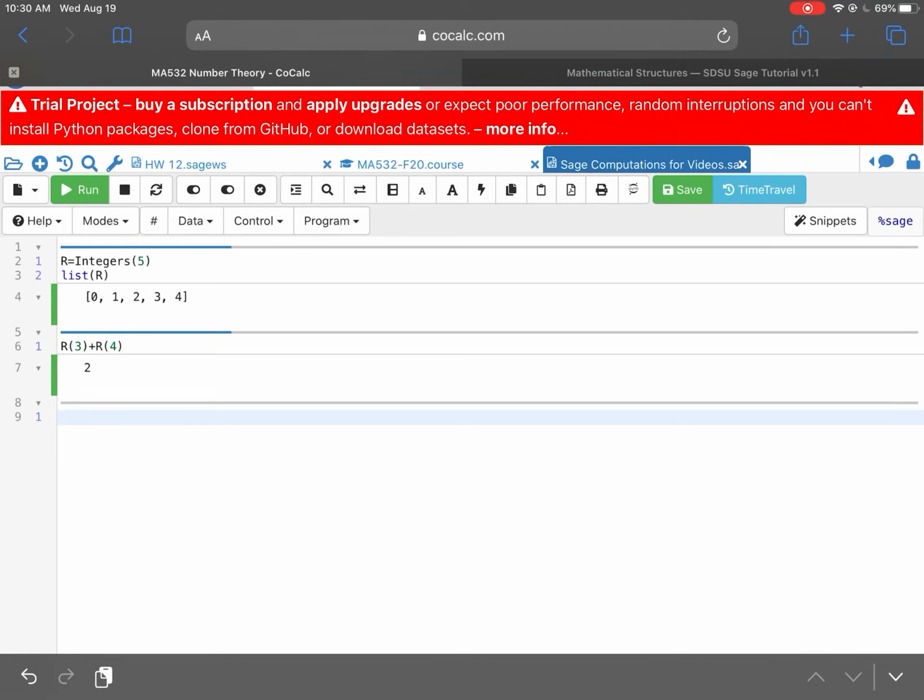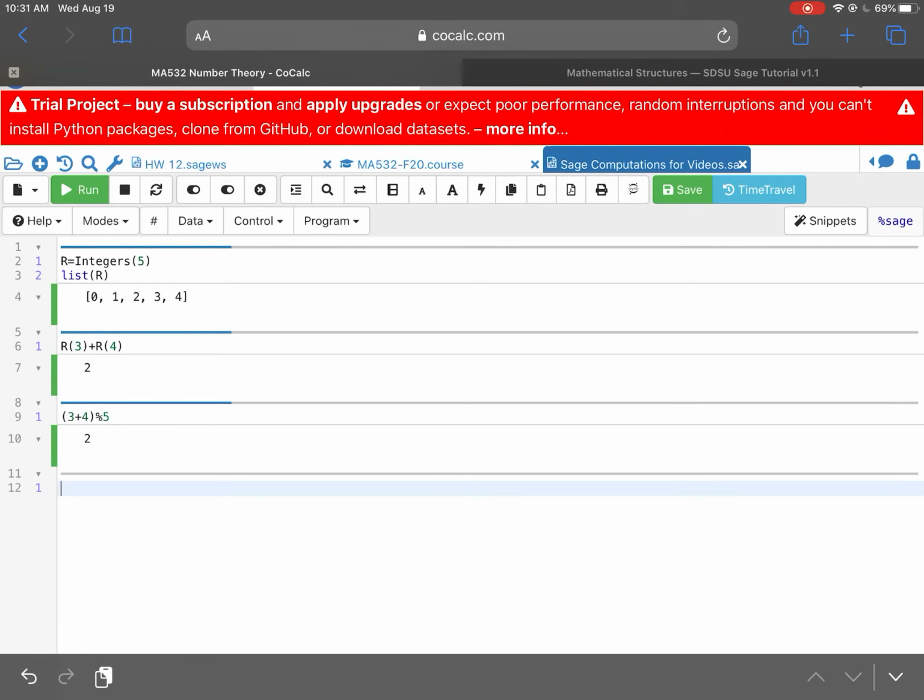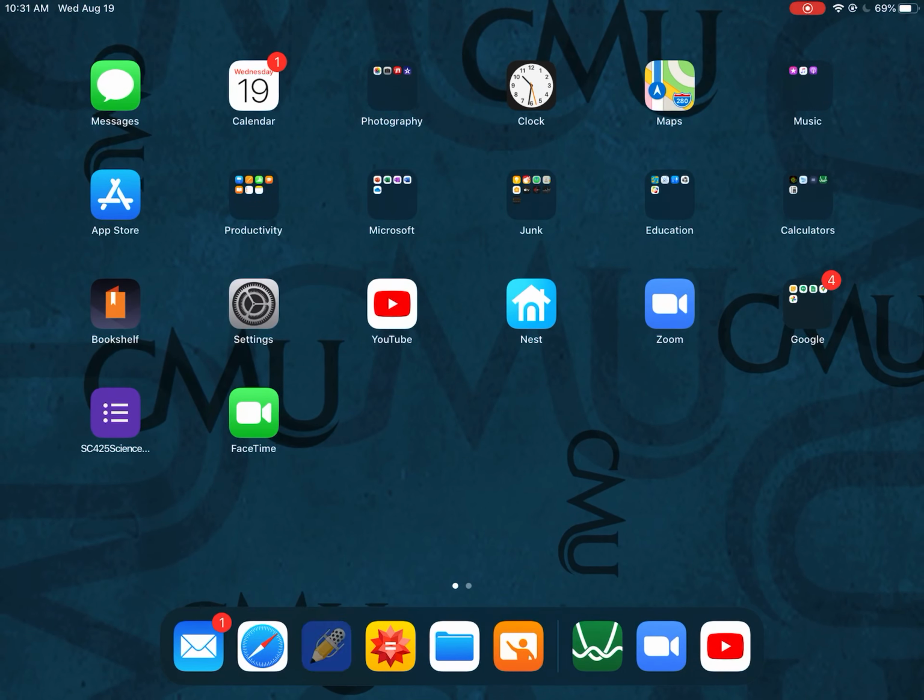Another way to do that, by the way, is Sage can do modular arithmetic. The notation for it is a percent sign. So if I did 3 plus 4, and then put percent 5, you should read that as: reduce 3 plus 4 mod 5, right? See what the remainder is when you divide by 5. So that percent sign is what does it. So if I do that, that's another way to get 2. So you can use either way to do modular arithmetic. So let me go back to my notes.